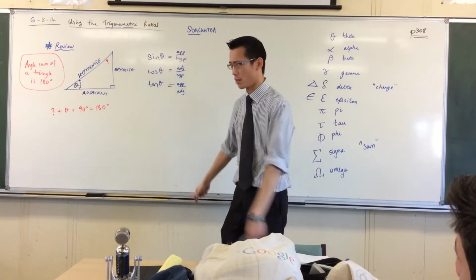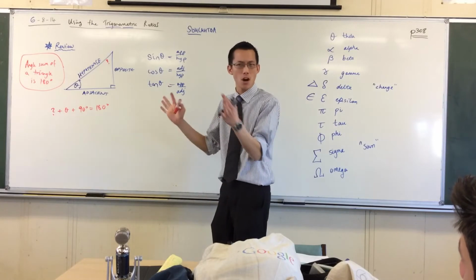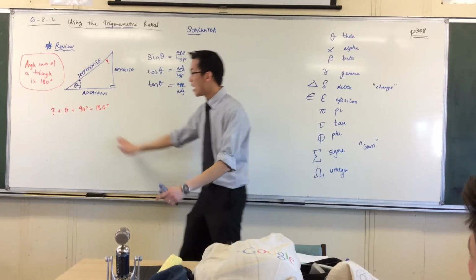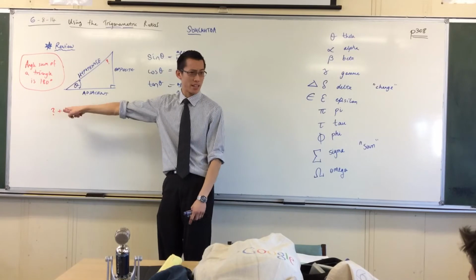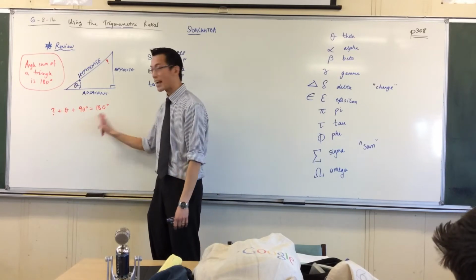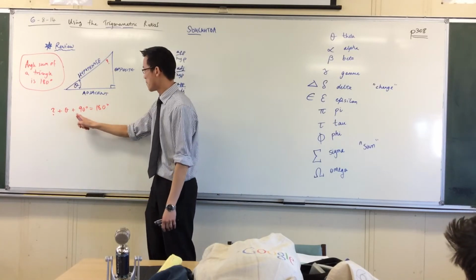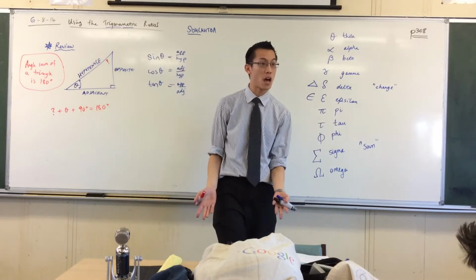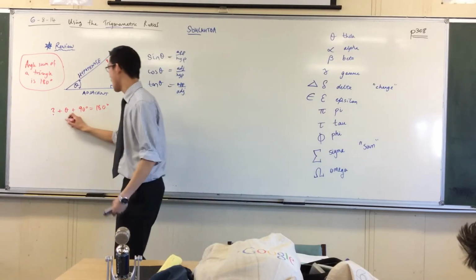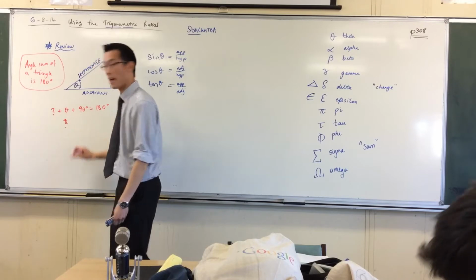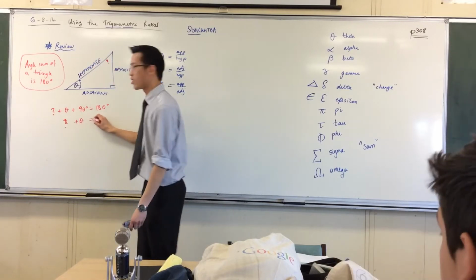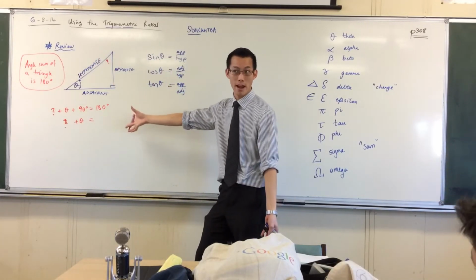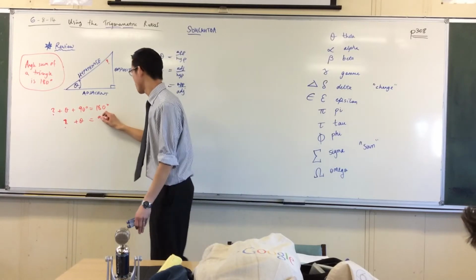We'll look at that 45 one a bit later. That's important, but only works sometimes. Now, I'm trying to work out what this question mark is, right? That's what I'm after, okay? So I can rearrange this, yeah? Have a look at this. I could take 90 degrees away from both sides. So I'd have whatever that angle is, plus theta, and you're going to be left with, on the right-hand side, 90 degrees.